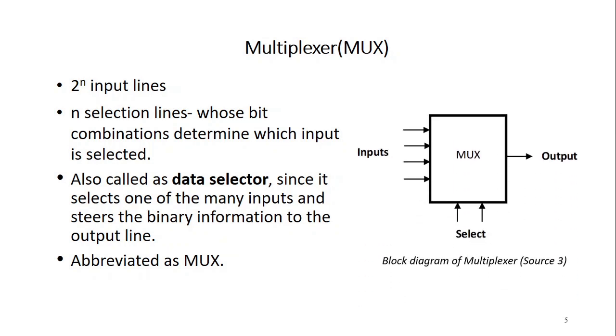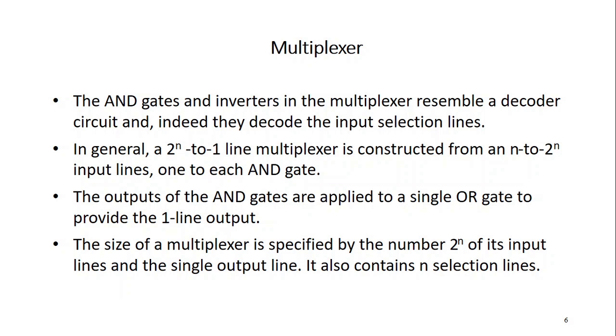Here is the block diagram of a multiplexer: 2 raised to n inputs, n select input lines, and only one output line. That is why it is known as a 2 raised to n to 1 multiplexer. A multiplexer is also called a data selector, since it selects one of the many inputs.